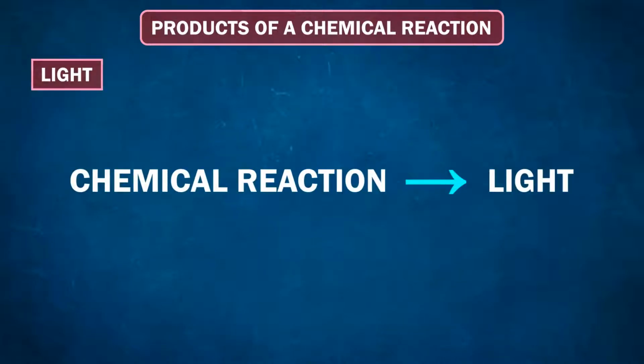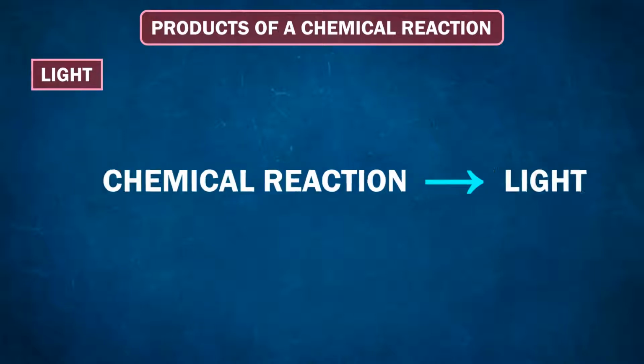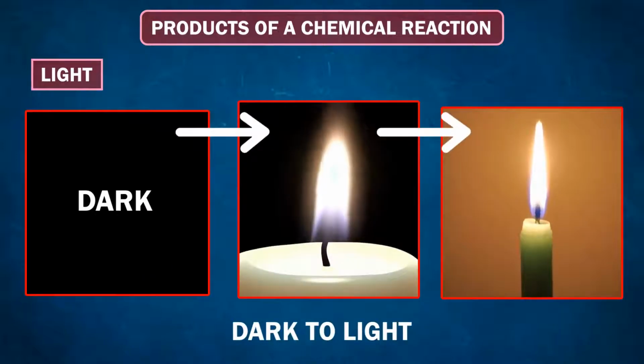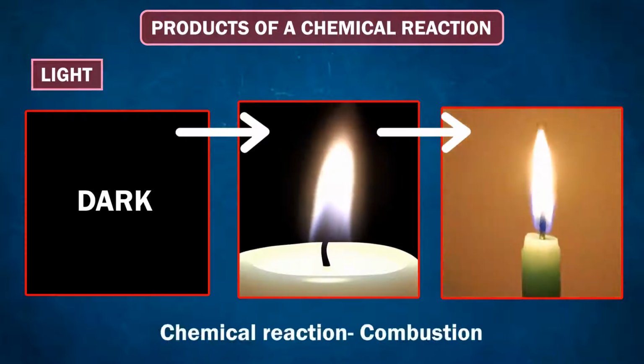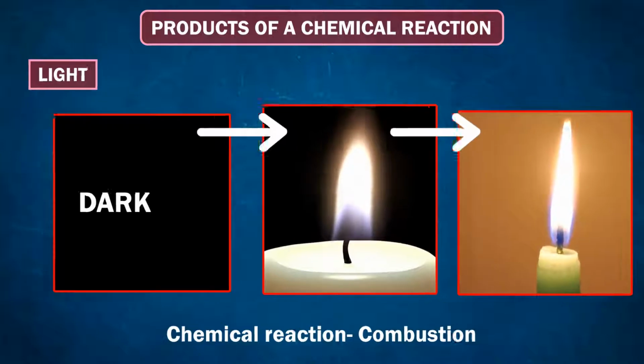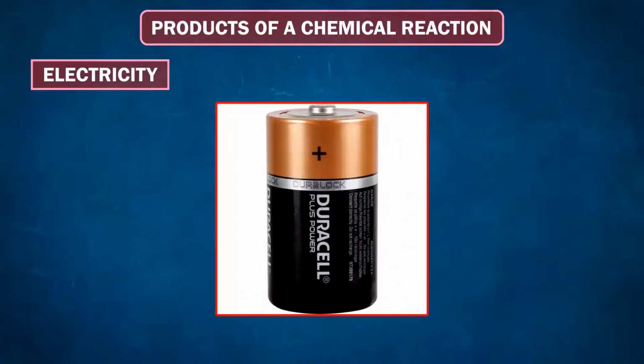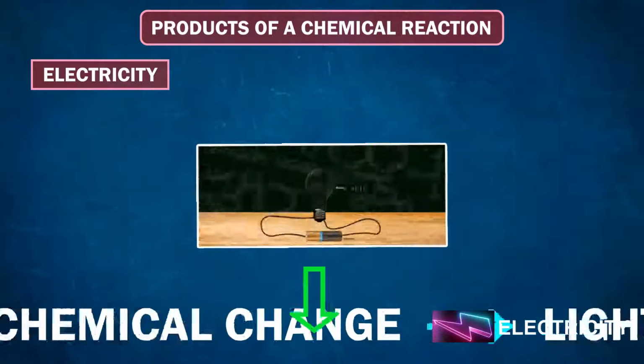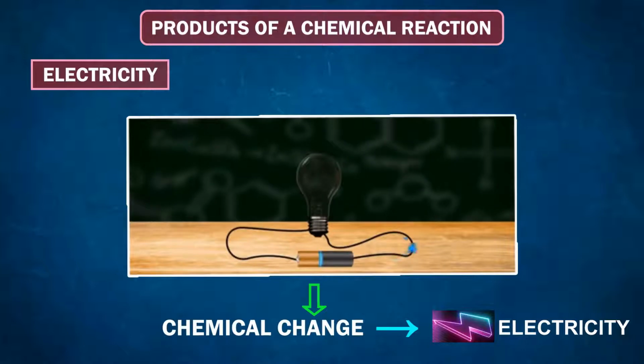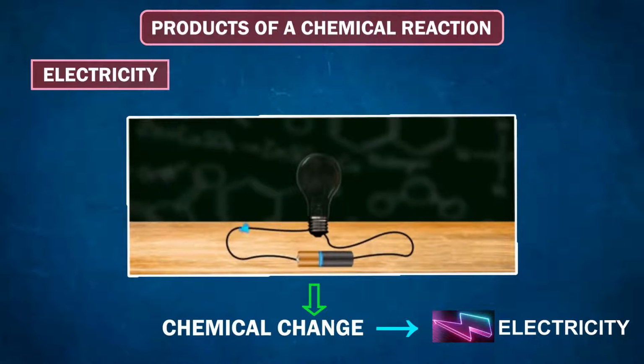Production of light from chemical reaction. Whenever we burn something, light is produced. Burning is like performing a chemical reaction. Production of electricity. You must have seen electric cells and batteries. These cells rely on chemical reaction to produce electric current.